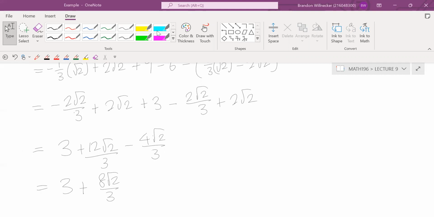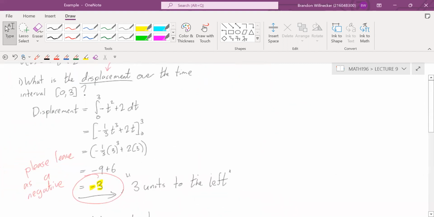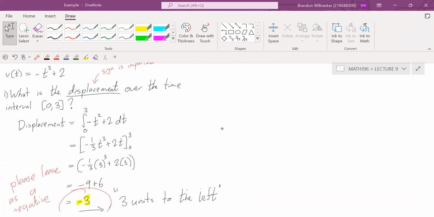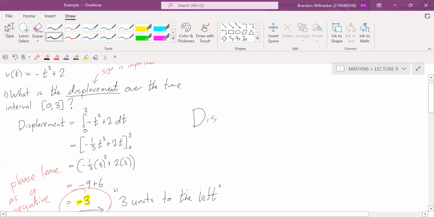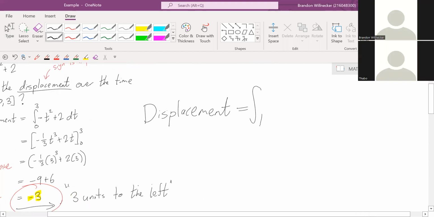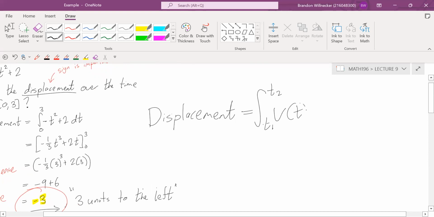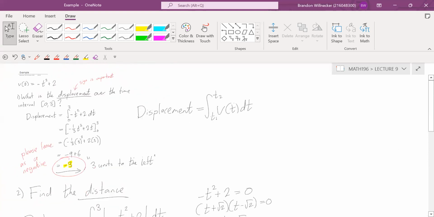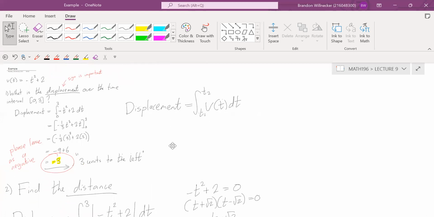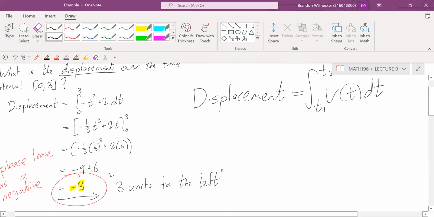Let me just go over part 1 again. Someone asked for that. For part 1, we are looking at the displacement. This object is moving according to the given velocity, and we want to know the displacement. Recall that the displacement is equal to the integral from t1 to t2 of just the velocity, no absolute values or anything like that. So we're just integrating the velocity. Here we integrated the velocity and we get -9 plus 6 after substituting the bounds.